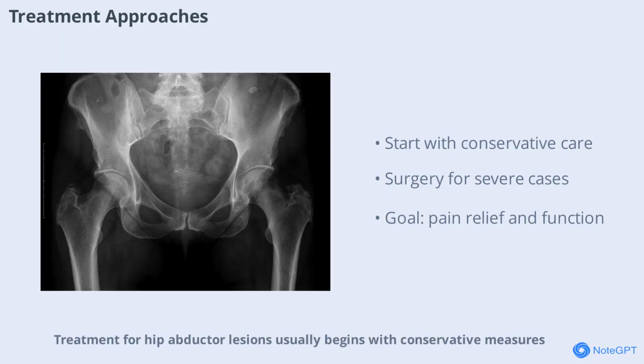Treatment for hip abductor lesions usually begins with conservative measures. These include nonsteroidal anti-inflammatory medications, physical therapy, activity modification, and sometimes corticosteroid injections. In some cases, plasma-rich protein injections or radial shockwave therapy may be considered. If symptoms persist after several months, surgical intervention may be necessary, especially for complete or partial tendon tears that do not respond to conservative care.